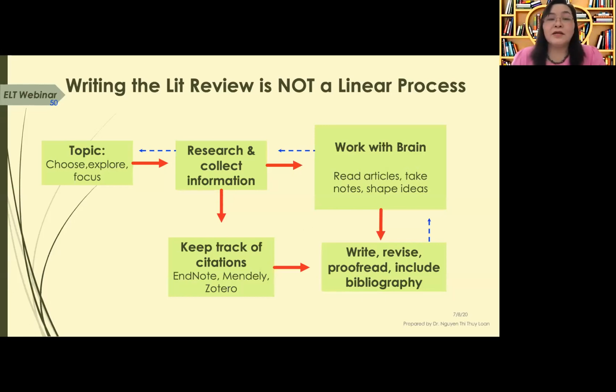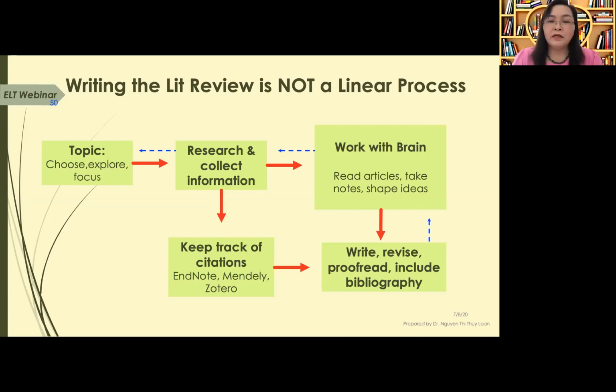So that's why writing the literature chapter is a difficult task. It is difficult just because writing this chapter is like you are having a conversation with the authority, the key or the previous researchers in your field.